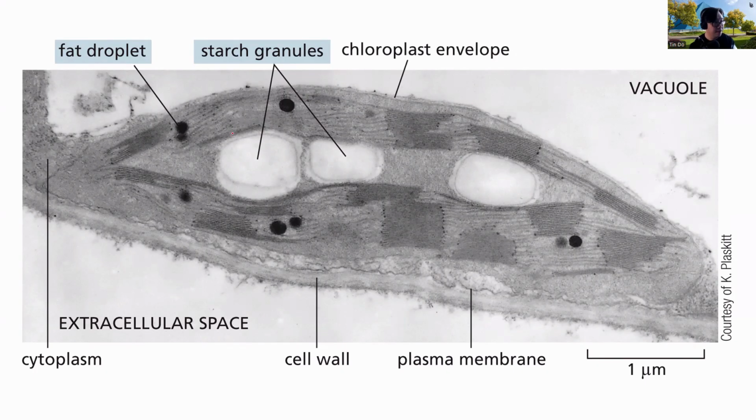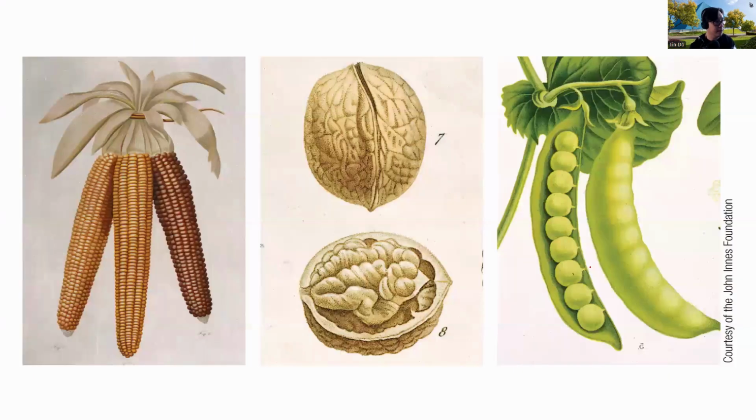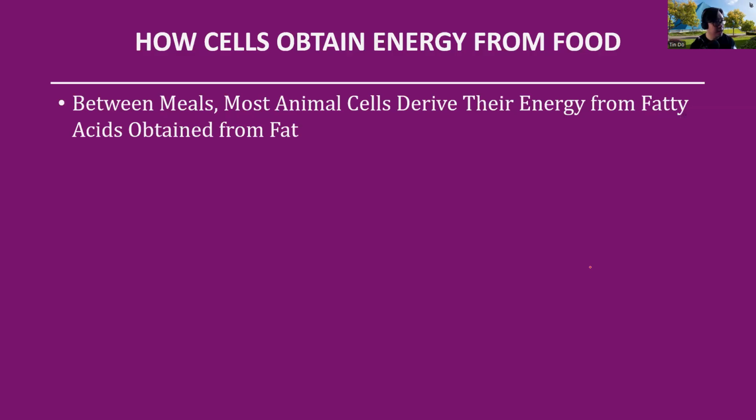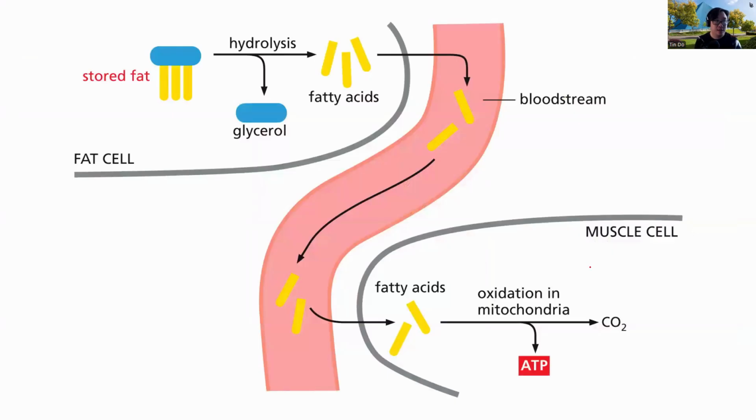Fat droplets, again, inside the cell within the plasma membrane, are about 1 micrometer big. It's not nanometers, it's micrometers. Different storage food right here. Animal cells derive their energy from fatty acids obtained from fat. So again, why we store our energy as fat is because it is a great energy storage.